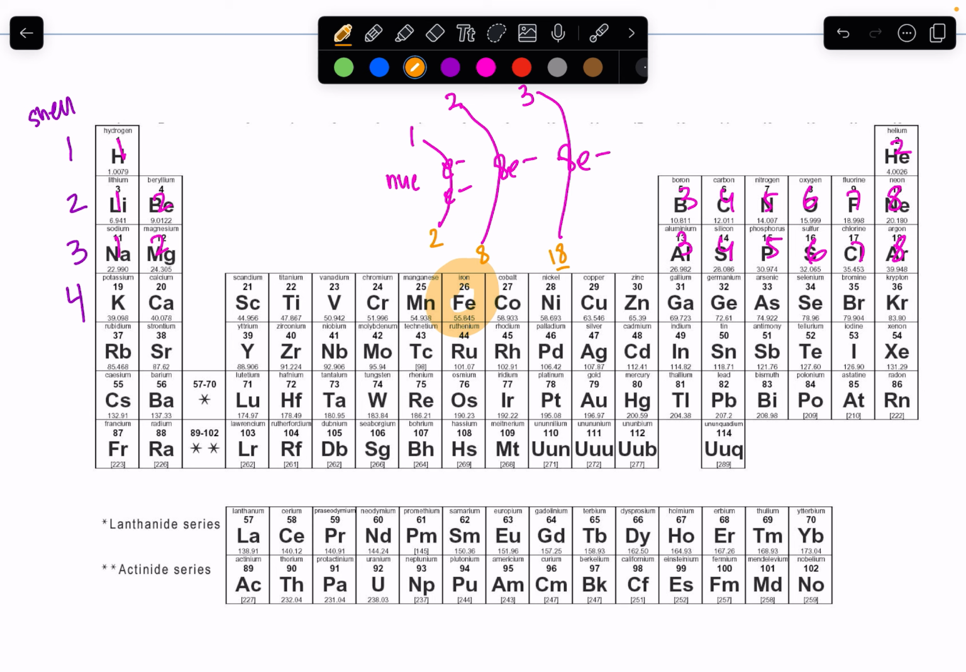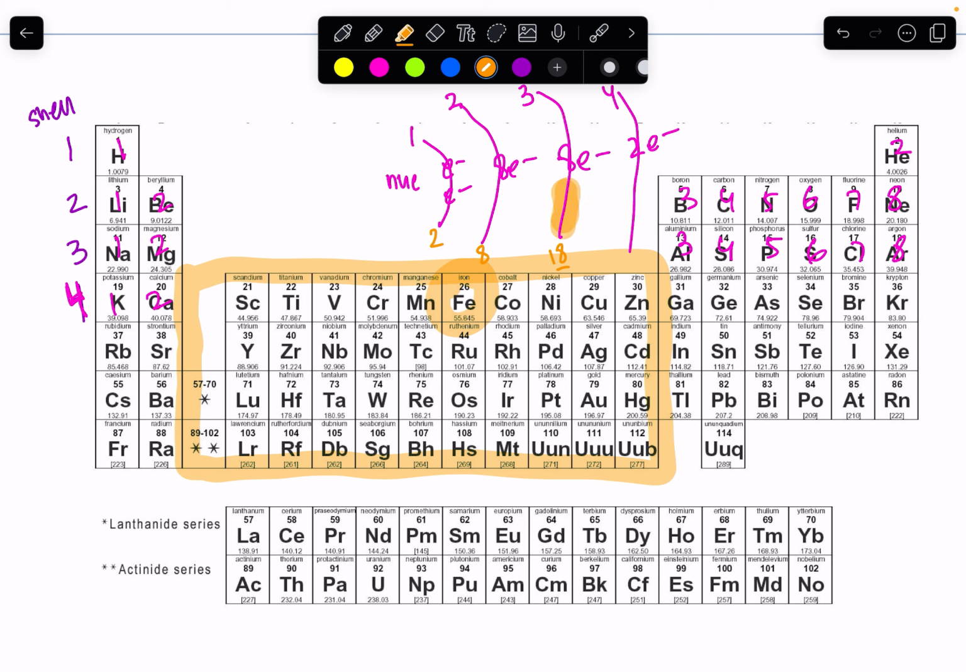So what happens is when we get to our next shell here, our fourth shell, okay, I'm going to count and put 1, 2 electrons into that fourth shell. And then something a little bit different happens when I get to the transition metals, all of these here. Those electrons actually end up burying back into the third shell. So they go one shell more inside, more towards the core.